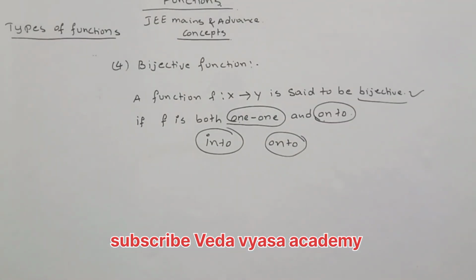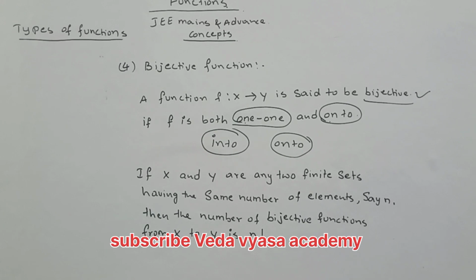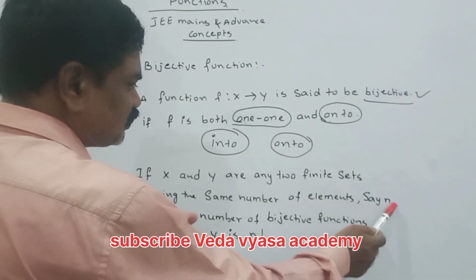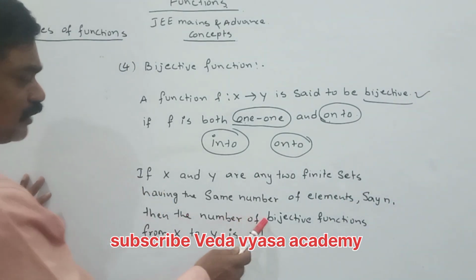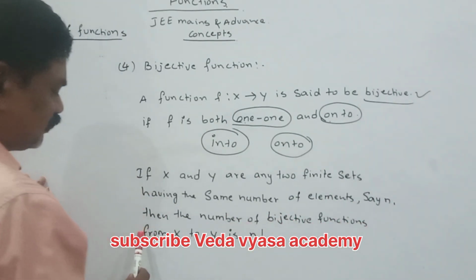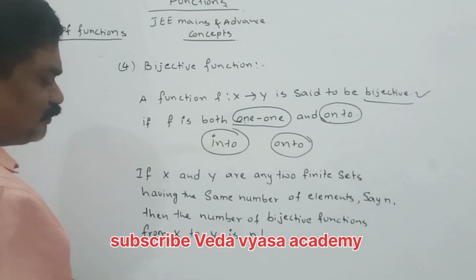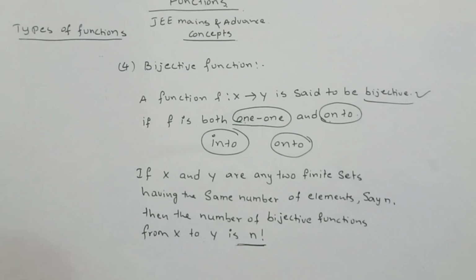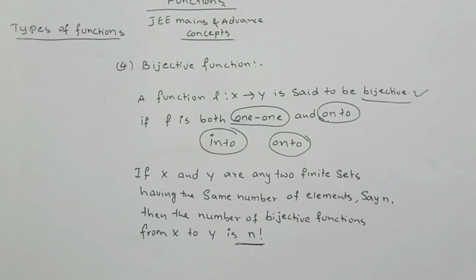Here, if X and Y are any two finite sets having the same number of elements, say n, then the number of bijective functions from X to Y is n factorial.